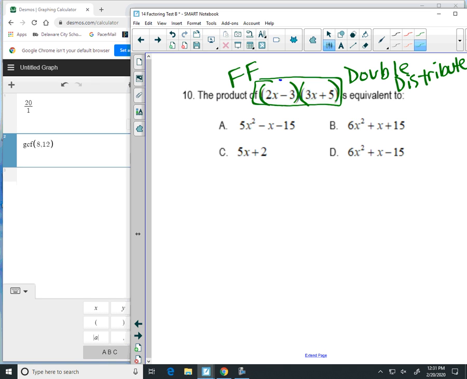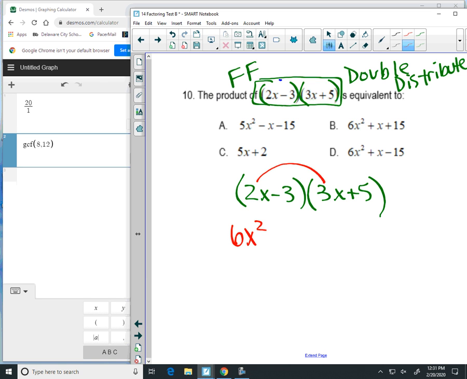Okay, so I'm going to go ahead and rewrite 2x minus 3 times 3x plus 5, just to give myself a little bit more room. And now we're going to double distribute. We'll start with 2x and multiply 2x by 3x. 2x times 3x is 6x squared. So I'm going to stop for a second. Can you get rid of any of those options right now? Which ones don't match 6x squared to start with? Yeah, A and C. That's a really good test-taking strategy.